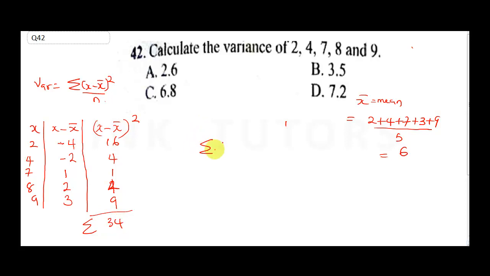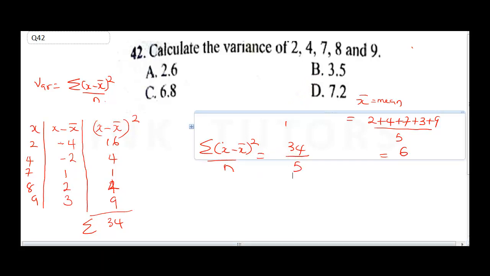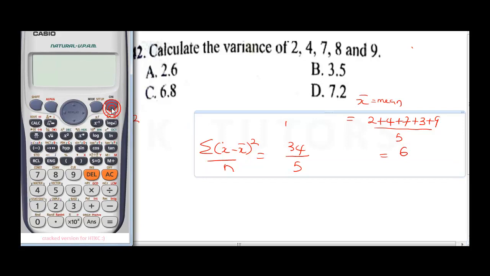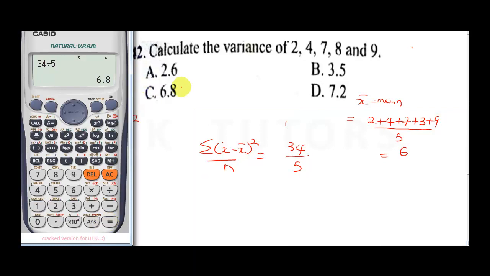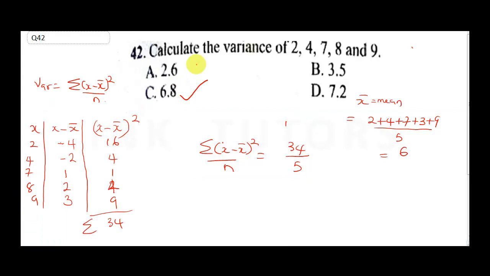So the summation of x minus bar x all squared over n is 34 over n, and n is the number of values we have, which is 5. So 34 over 5 gives us our final answer. We do 34 divided by 5. Our final answer is going to be 6.8.